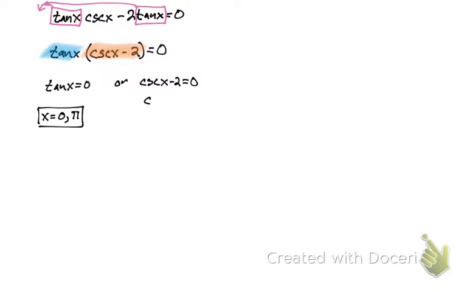And then cosecant equaling 2. Well, that's the same thing as me asking where sine equals 1/2. Well, it equals 1/2 at pi over 6, and it also equals 1/2 at 5 pi over 6.